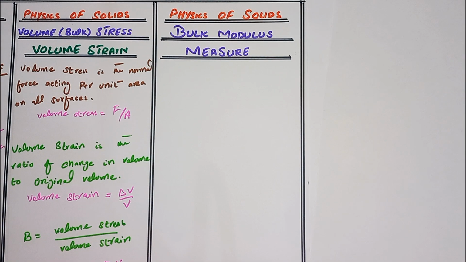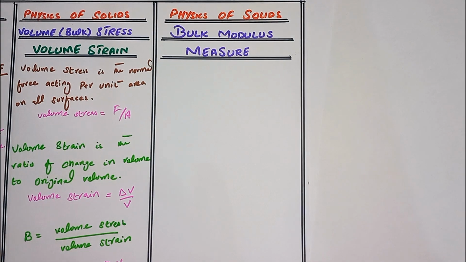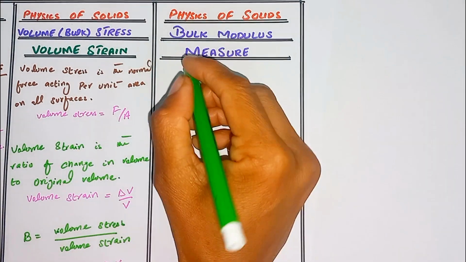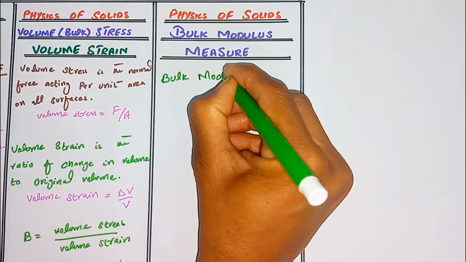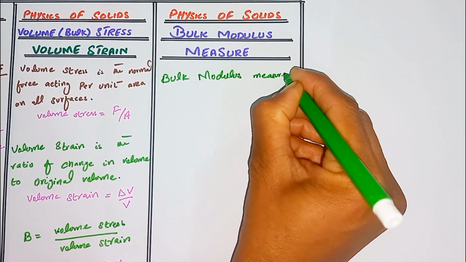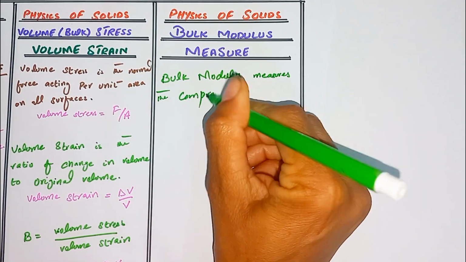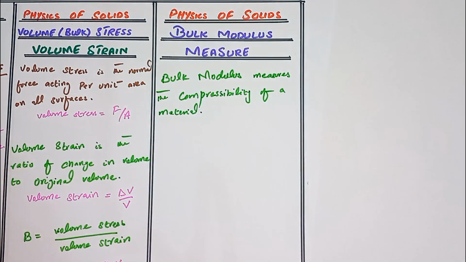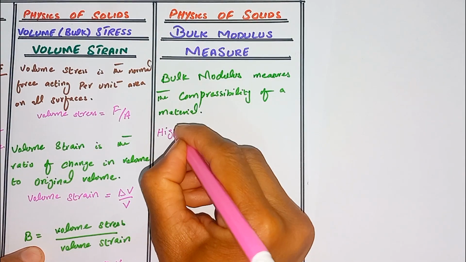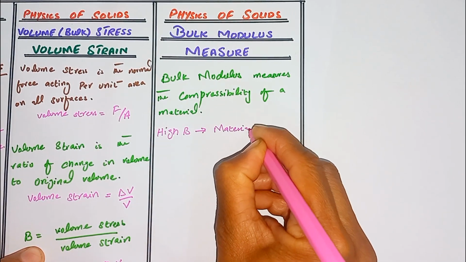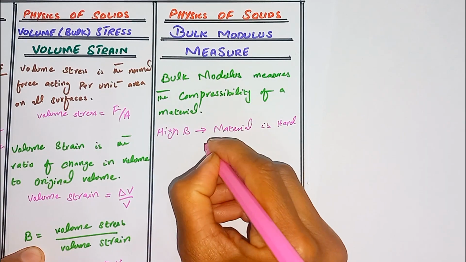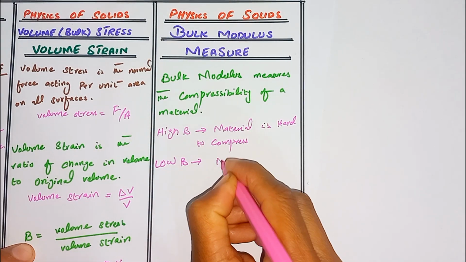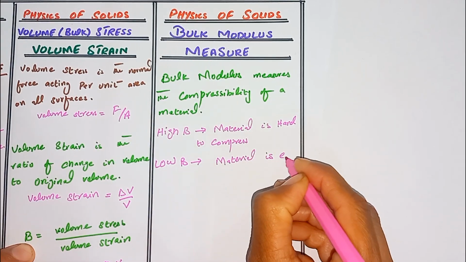Okay, now we discuss the topic of what the bulk modulus measures. Bulk modulus measures the compressibility of a material. A high bulk modulus means the material is hard to compress. A low bulk modulus means the material is easy to compress.